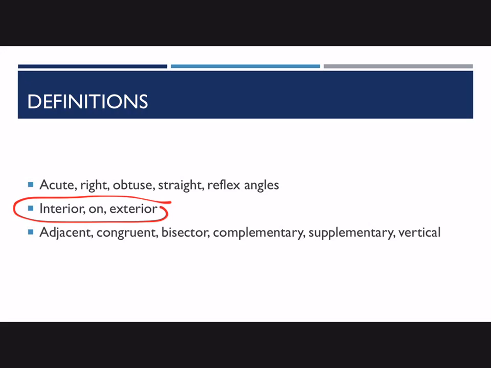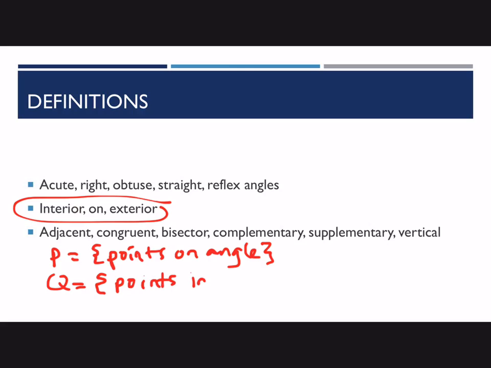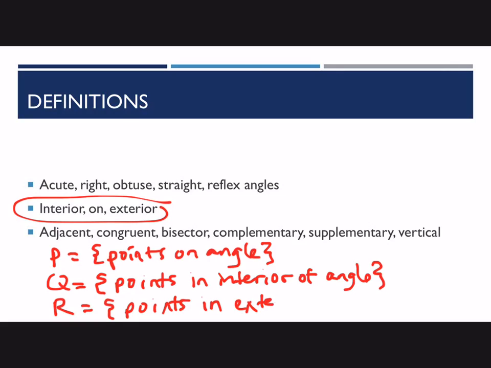And then this is talked about in your textbook. An angle divides a plane into three different sets of points. So you have the set of points, we'll call it P, and P is points on the angle. Okay, and then Q is the set of points in the interior of the angle. And R is the set of points in the exterior of the angle.